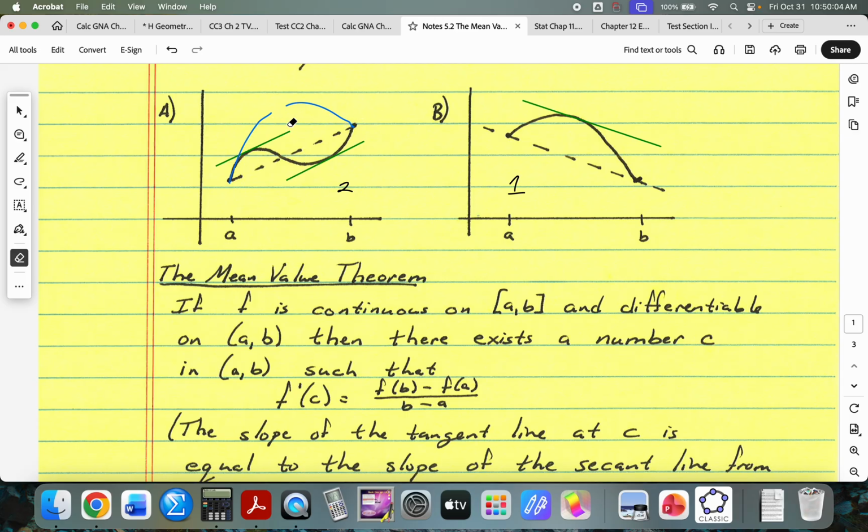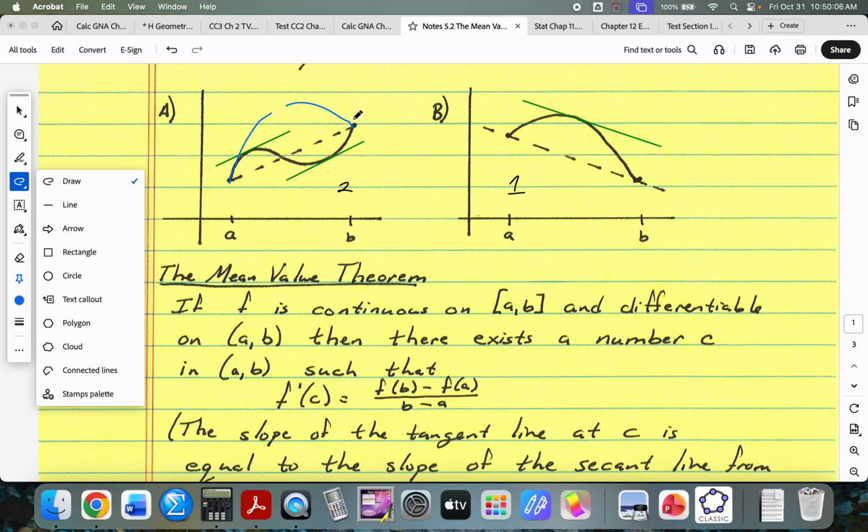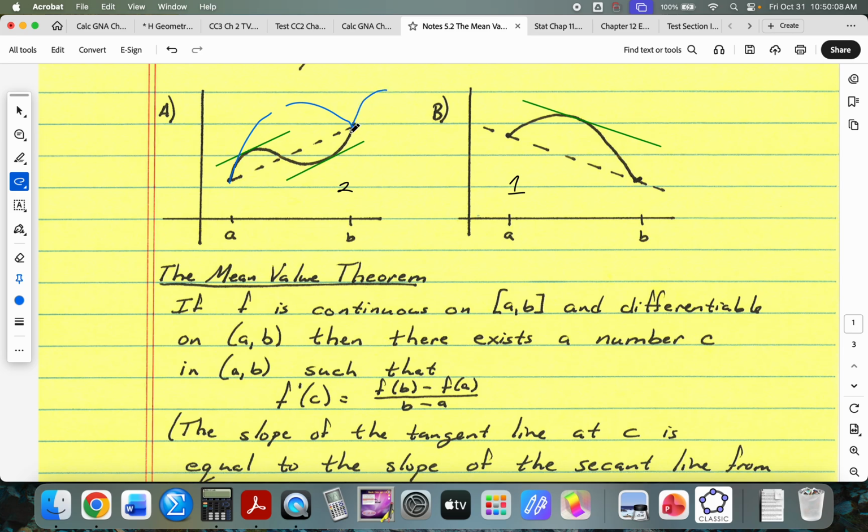Now, do we care what happens past this? No. If it had a doink right there, does that change anything? No. So that's why it has to be differentiable on the open interval. And it has to be continuous on the closed interval because it's got to go all the way from A to B, end to end, like that. Okay?